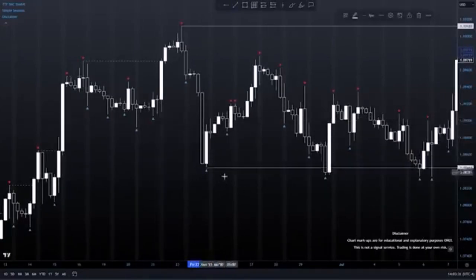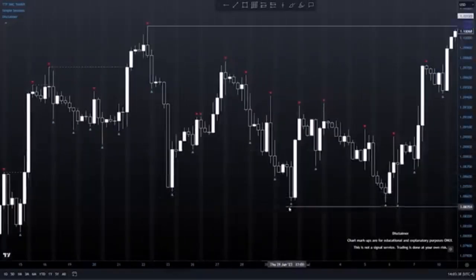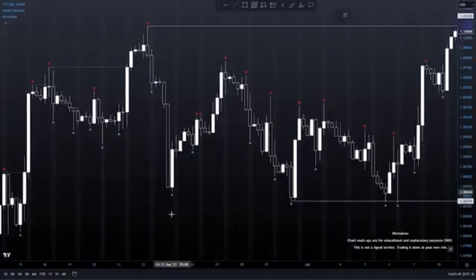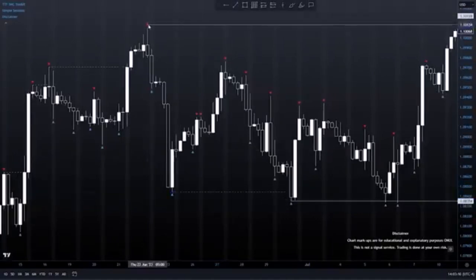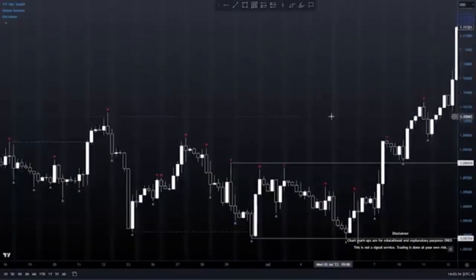We would drag the bottom ray down. No top fractal was formed in the meantime, so the top fractal does not move. We have another bearish break. And now we can move the range high to the fractal that caused that break, which would be this one.